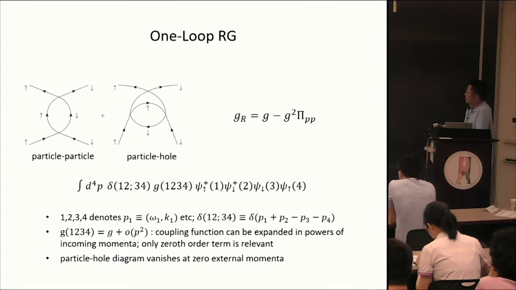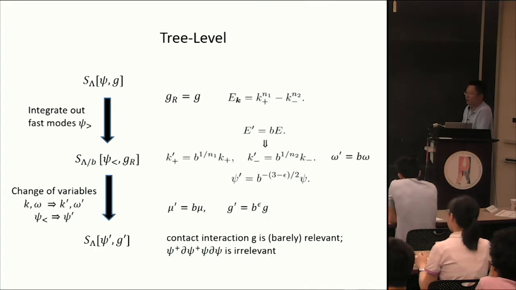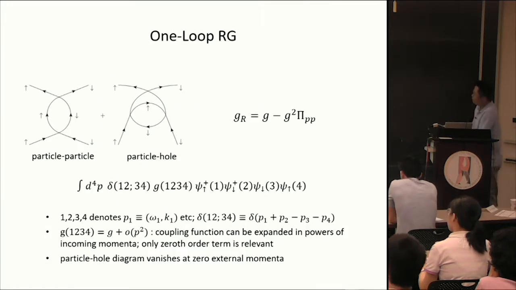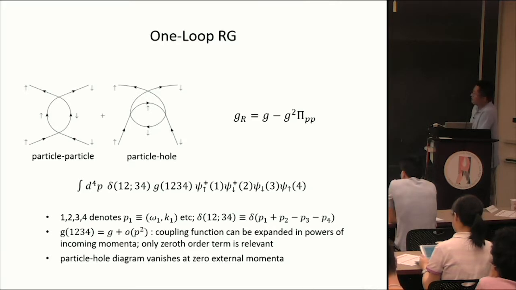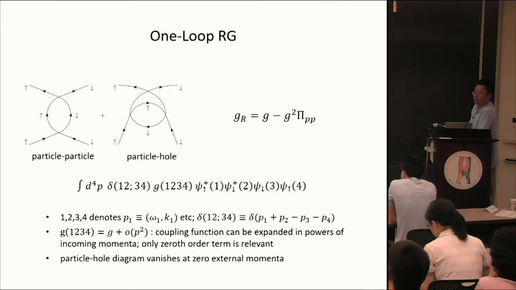And so again, this is very similar to the structure of the Wilson-Fisher theory for Phi-4 theory, right? In the Phi-4 theory, below the upper critical dimension, the Phi-4 term is relevant, right? So then we go to the one loop level. At the one loop level, the interaction is going to receive corrections from two processes. One is a particle hole process, and the other is a particle particle process.